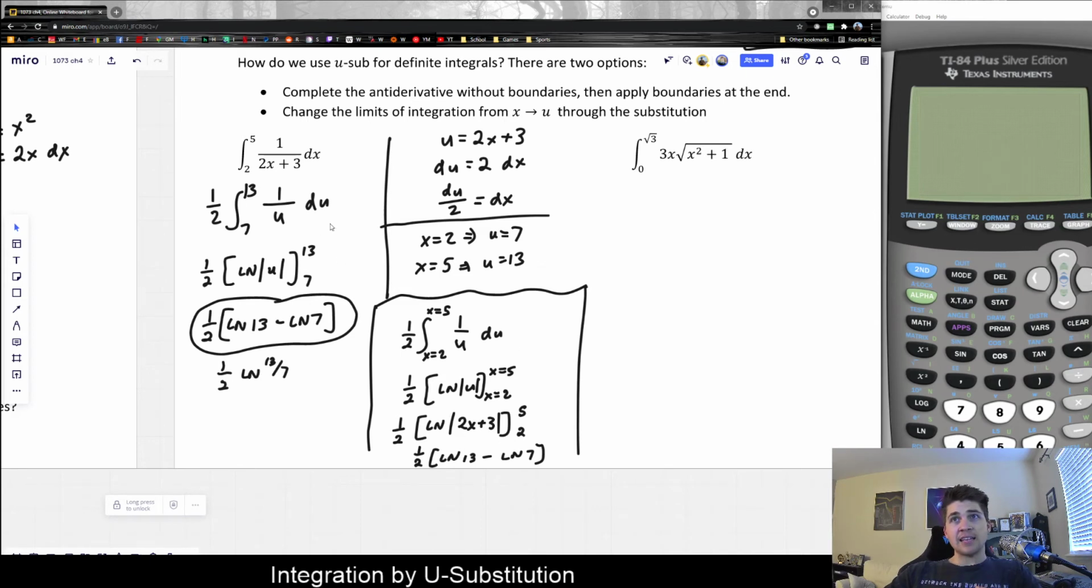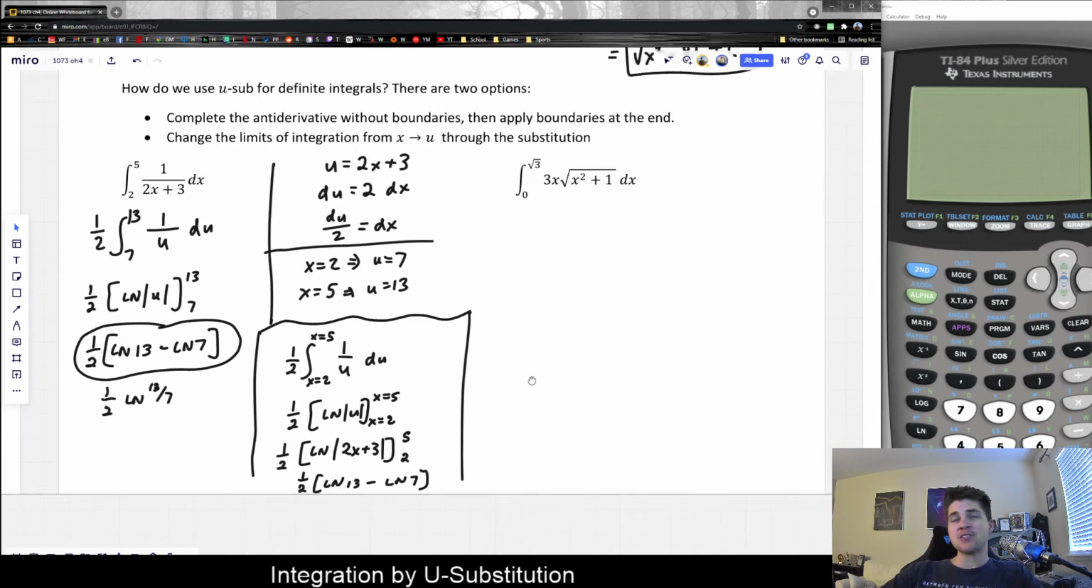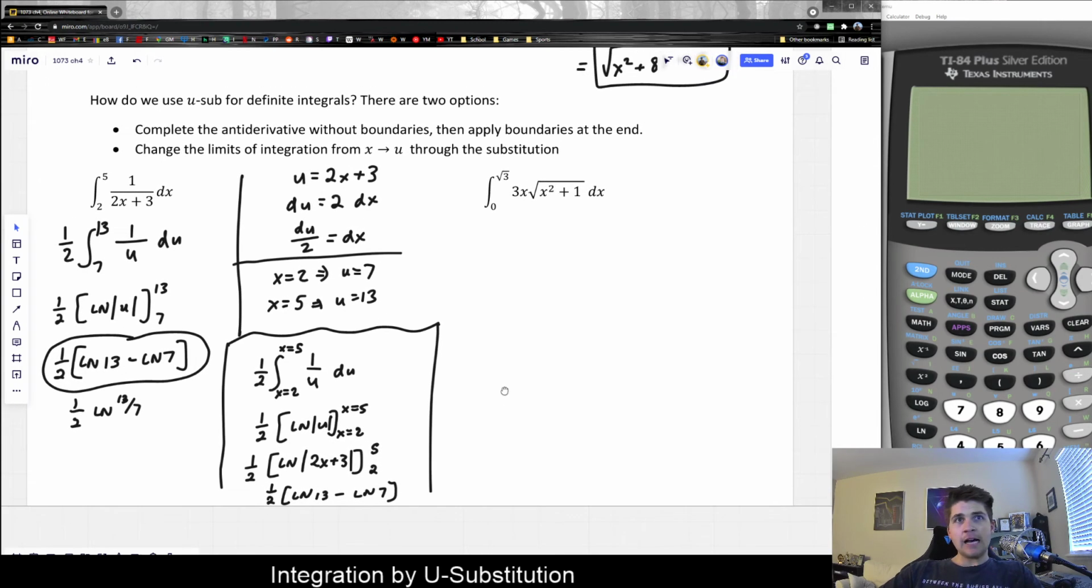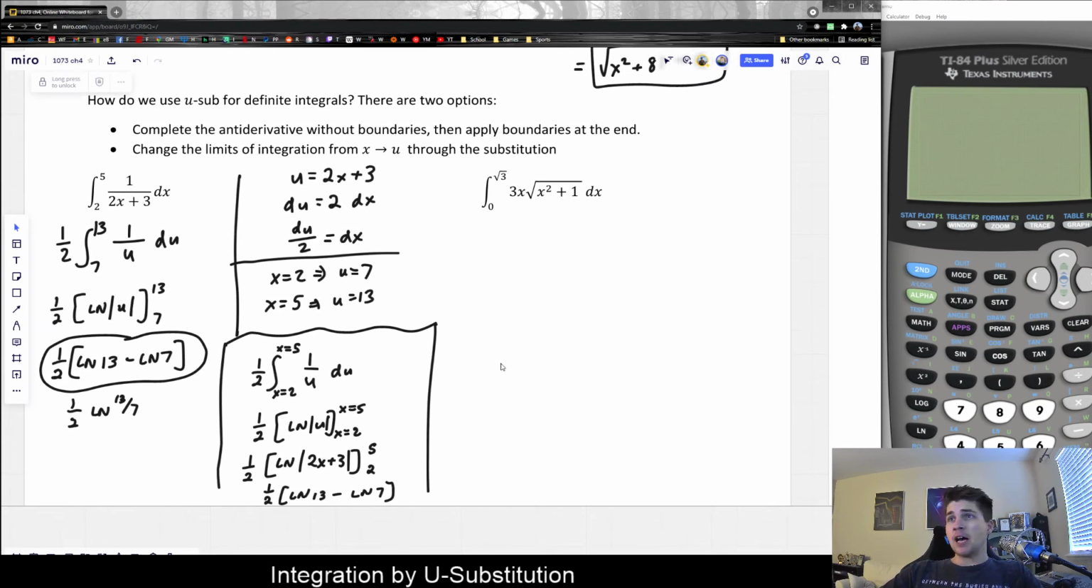I personally think it's much simpler to change the boundaries than do all that. But this is basically the same exact procedure as we did before. You just have your boundaries of integration, and you wait till you solve your antiderivative to plug them in. So, if that makes more sense to you, that's cool too. Let's do one more example before we wrap up this week's lecture.